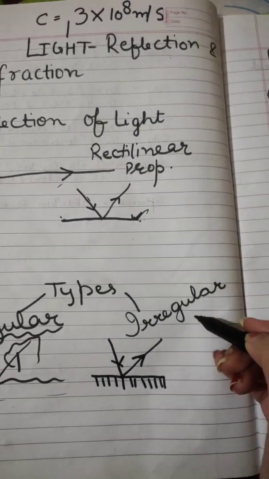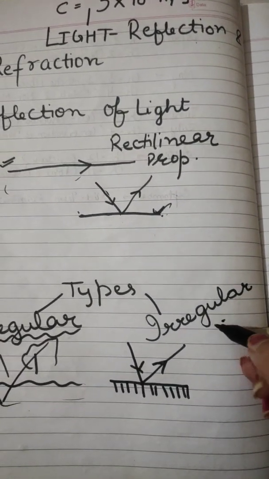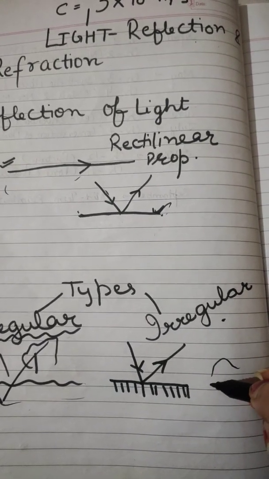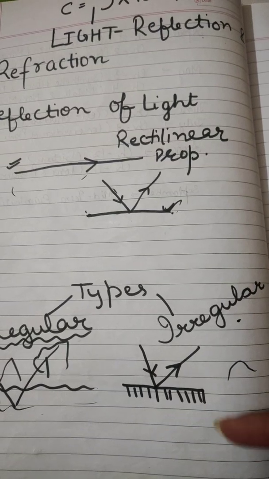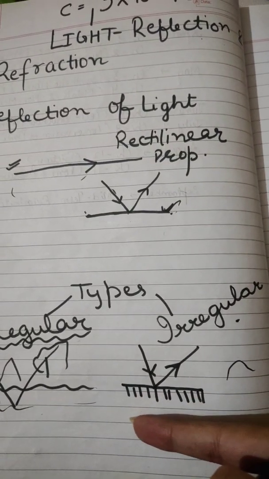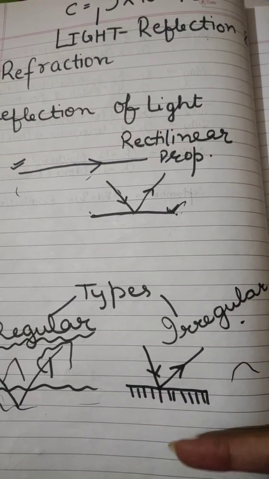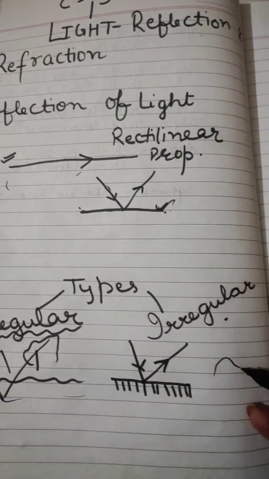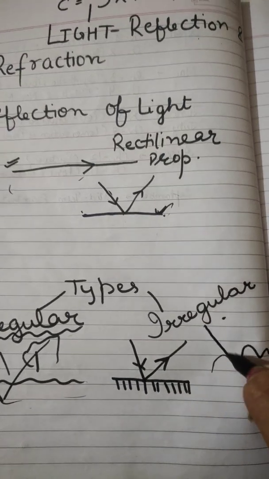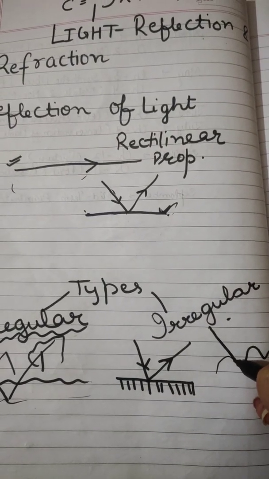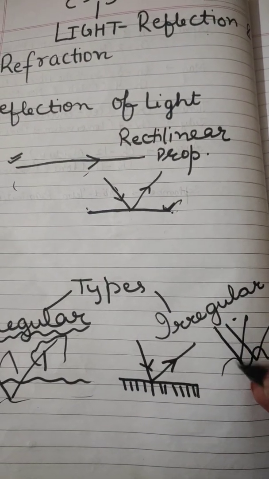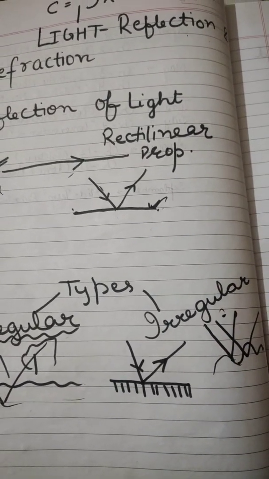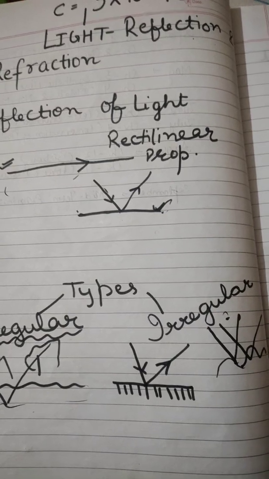Now let's talk about irregular reflection. Irregular reflection, as you can see, is the reflection on a rough surface. Reflection doesn't only occur on a smooth and polished surface; it can occur on both. If it occurs on a smooth and polished surface, that kind of reflection is regular. But if it occurs on a rough surface, the reflection occurs very randomly. This kind of reflection, which occurs when light falls on a rough surface, is known as irregular reflection.